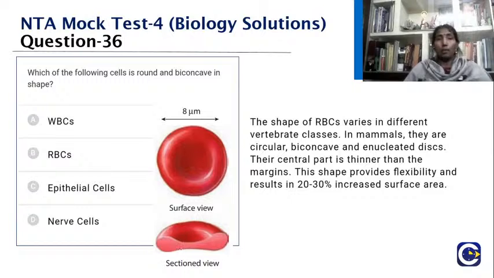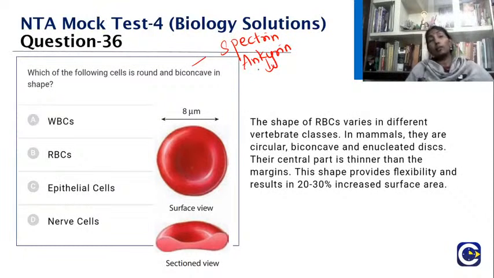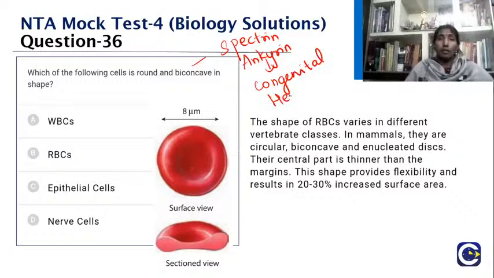See the biconcave shape. The shape of RBCs varies, but in mammals they will be circular, biconcave, enucleated discs. This biconcave shape is given by two main proteins, which we call spectrin and ankyrin. If there is a loss of these proteins, it will make your RBCs more circular, and it will lead to a characteristic disease which we call congenital hereditary spherocytosis. That will lead to anemia. The cells will become more spherical. So that is the answer.